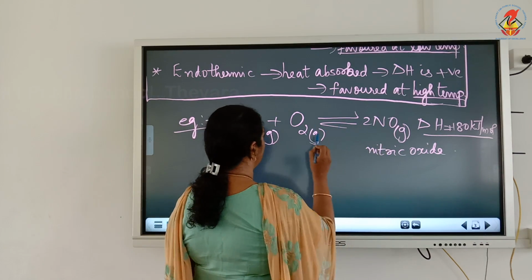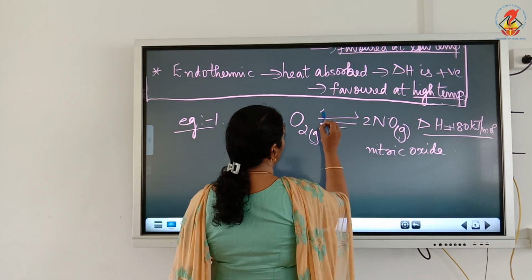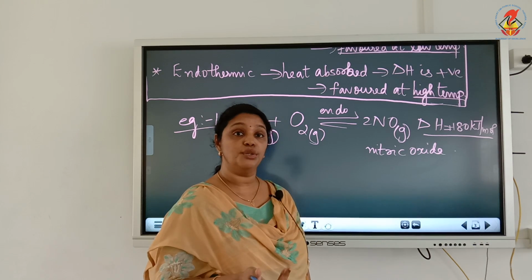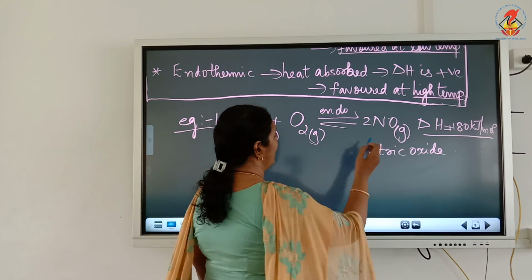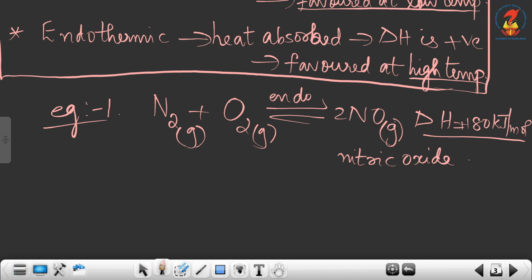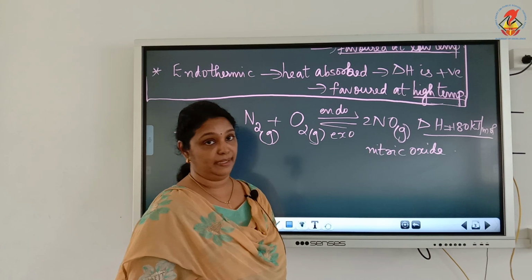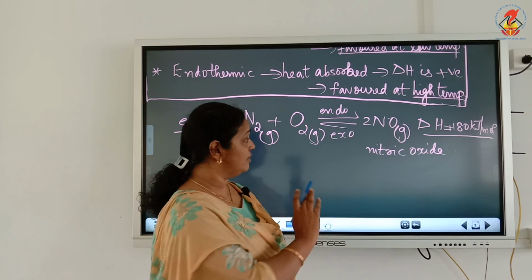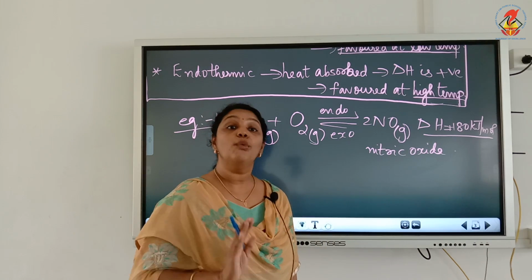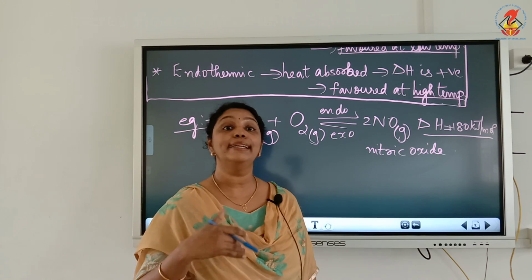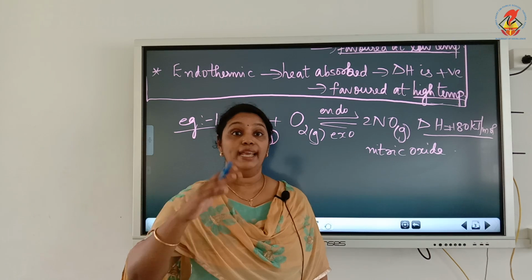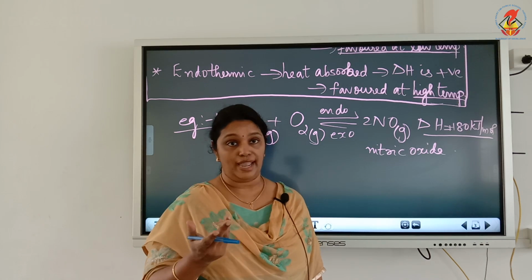So which is the forward reaction here? N2 plus O2 giving 2NO. The forward reaction is endothermic. Now, if the forward reaction is endothermic, then what about the backward reaction? Backward reaction means decomposition of nitric oxide to nitrogen and oxygen gas. That will be exothermic. And I told you endothermic reaction takes place at high temperature. So this reaction is now at equilibrium. Now I am going to increase the temperature of this reaction. When I increase the temperature, what happens?